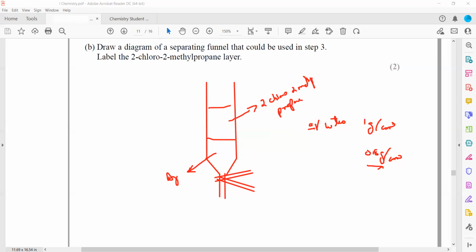In the beginning, when I mentioned that the 2-chloro-2-methylpropane will be at the bottom, that was with reference to the two substances. But with reference to the water, the density of the aqueous layer is 1 gram per centimeter cube, so that will be at the bottom.